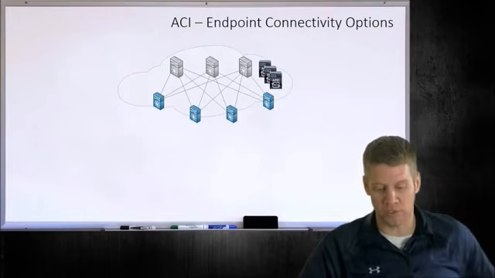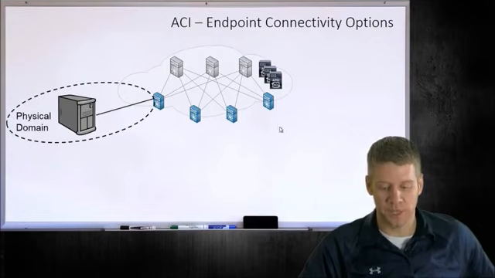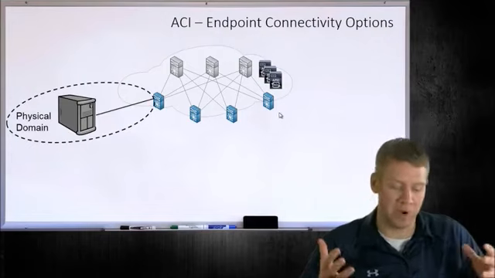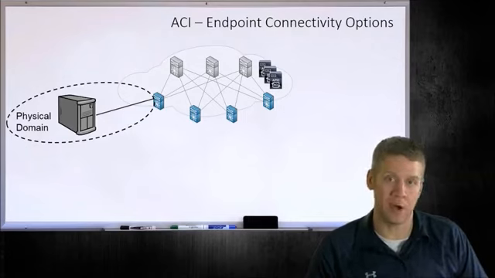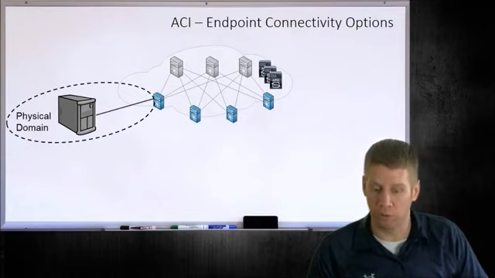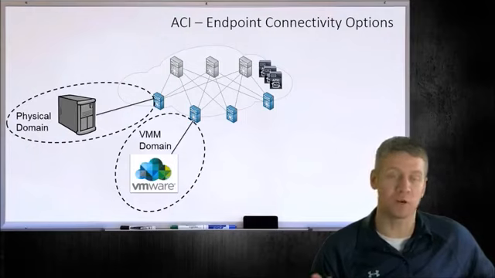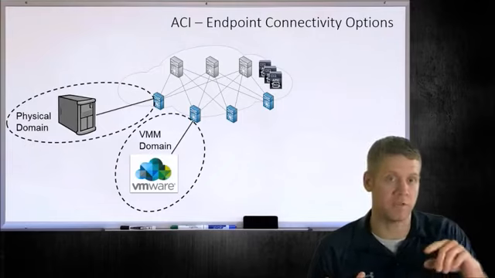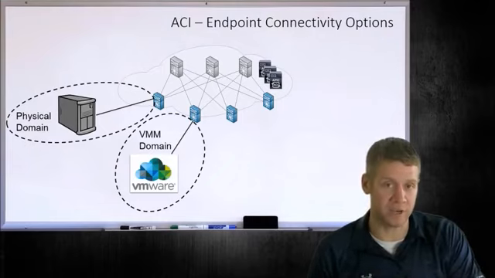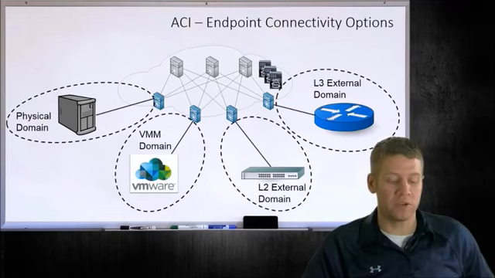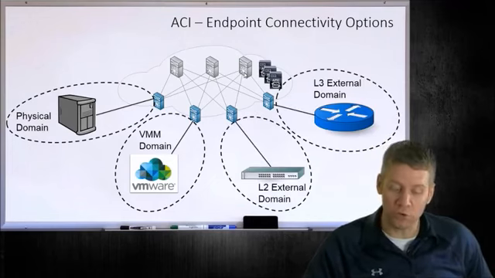The four different ones are going to be physical domains, and that's for connecting our bare metal hosts. If you have a bare metal C-series server that maybe is not hosting ESXi and VMs, that would be a good example of a physical domain. Again, bare metal hosts. We also have VMM domains, our virtual machine manager domains. So if you're connecting off to a Microsoft Hyper-V environment or a VMware ESXi/vCenter environment, those would be good examples of VMM domains. We also have layer 2 and layer 3 external domains.